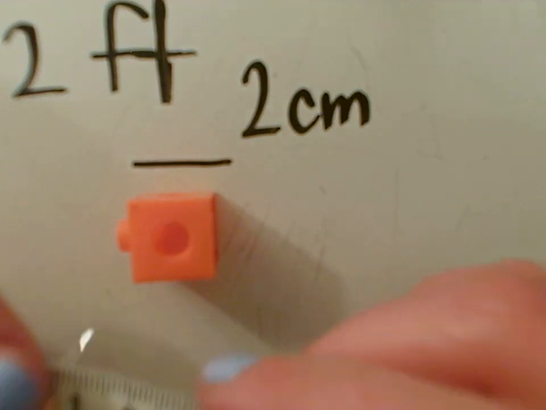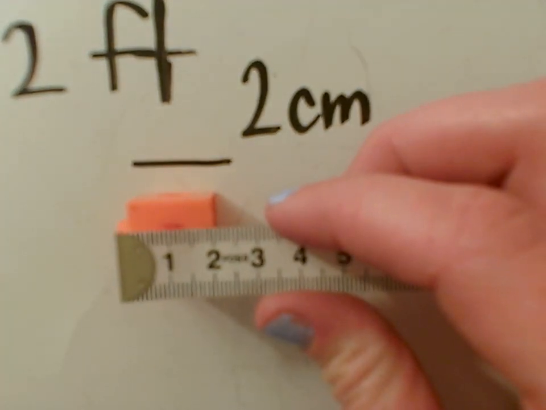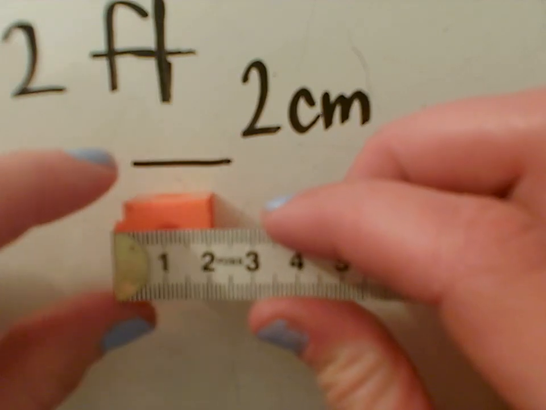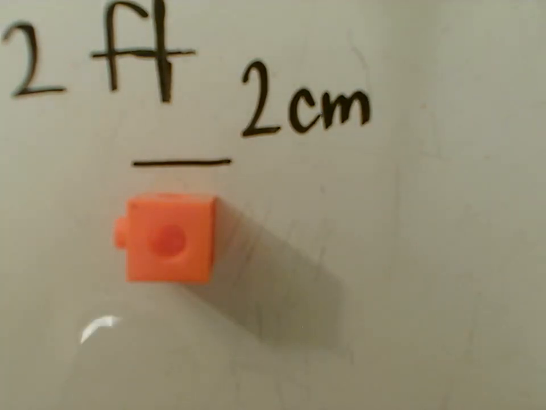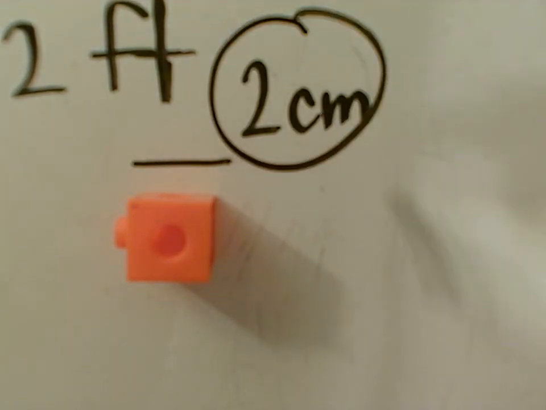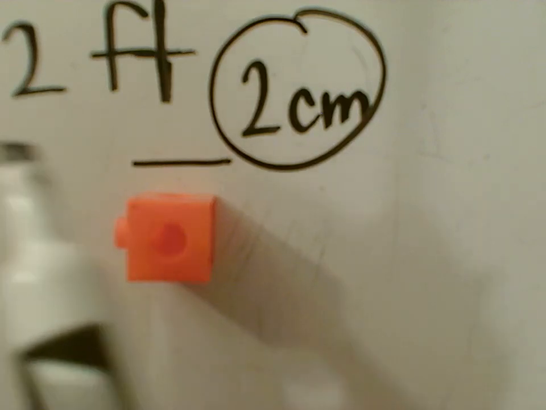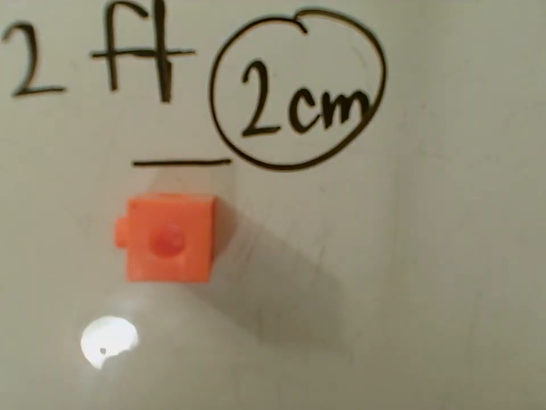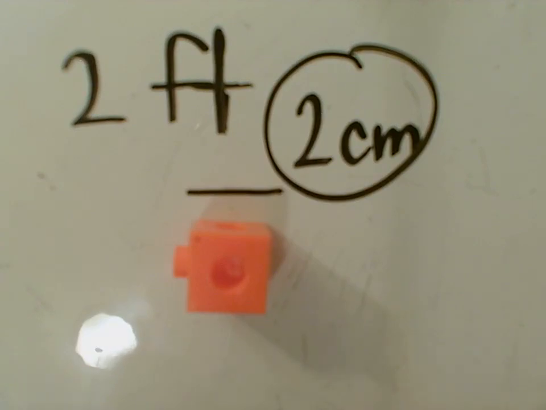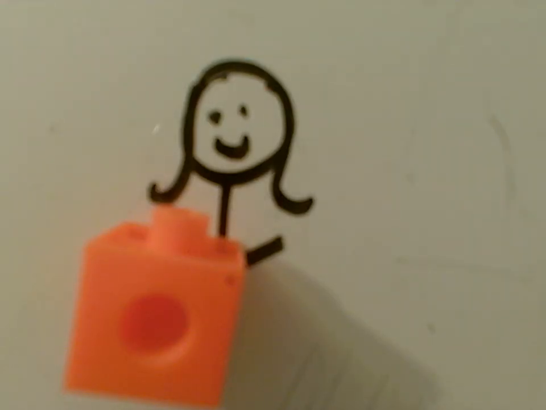But I can check with my ruler here, or my tape measure, and it is 2 centimeters long. So it is more realistic that this is 2 centimeters long versus 2 feet long. If that block was 2 feet long, man, it would probably look like this. It would be huge. It would be really hard to carry. You could build some really cool things out of big blocks like that.